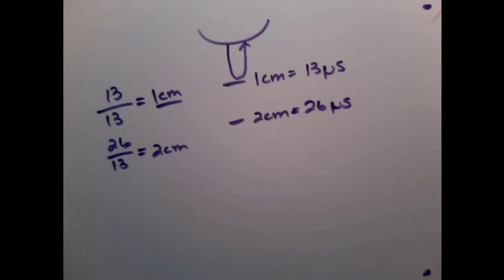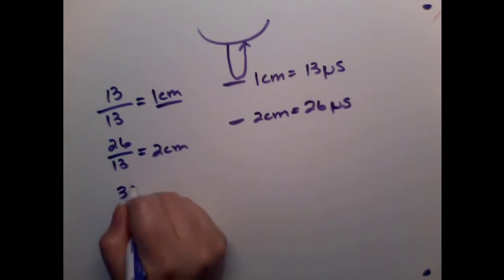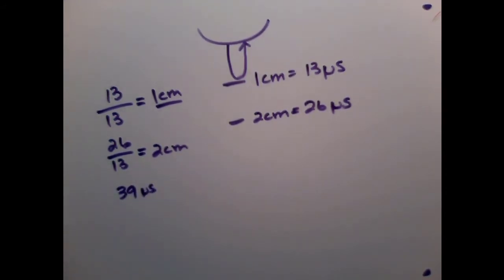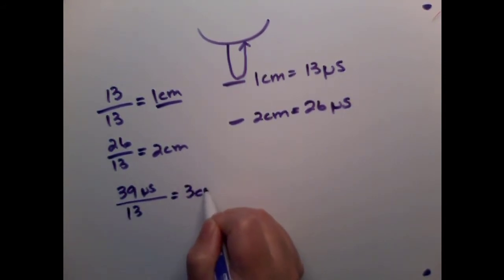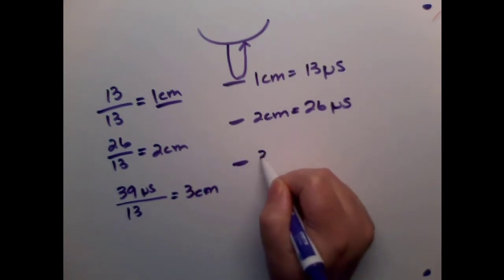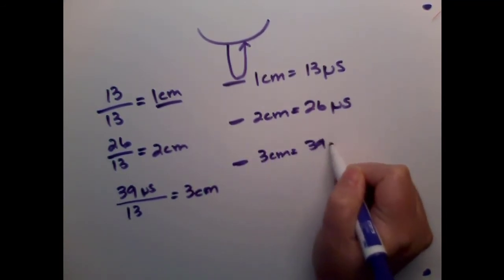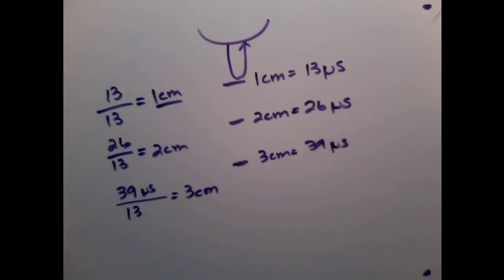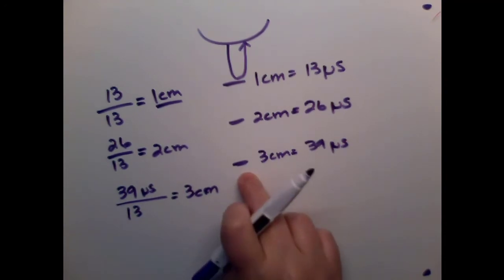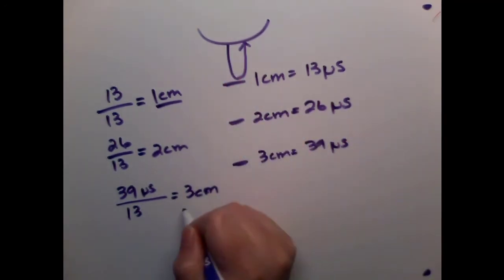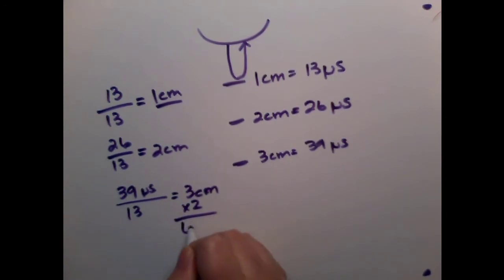Our next question is, time of flight is 39 microseconds. How far did the pulse travel? So when you get questions like that, that's asking the total distance. So we can take 39 divided by 13, and that tells us our depth is 3 centimeters. Okay, so remember 3 centimeters is 39 microseconds. But the question is asking the total distance traveled. So that's going to be into the 3 centimeters and back. So we just need to double this, and the total distance traveled is 6 centimeters.